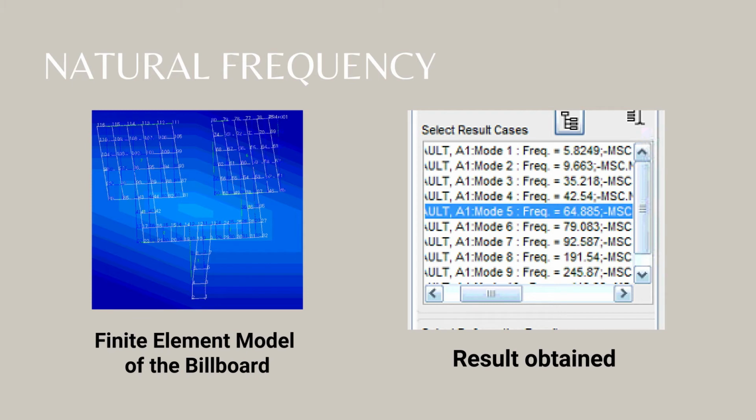After that, we just put the force on the system, which is the Billboard, and the result obtained is the picture on the right. As we can see, there are 10 modes that exist in this system. For mode 1, the frequency is 5.8249, which is the lowest frequency in the system.